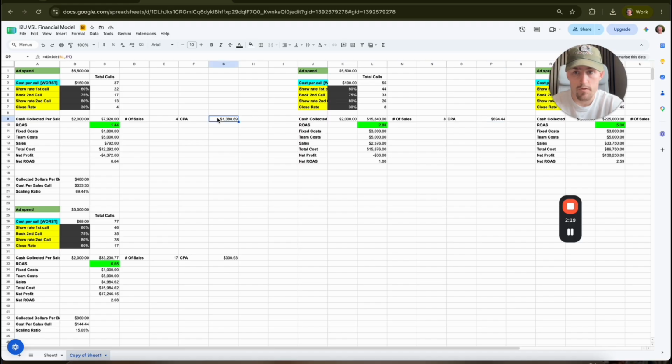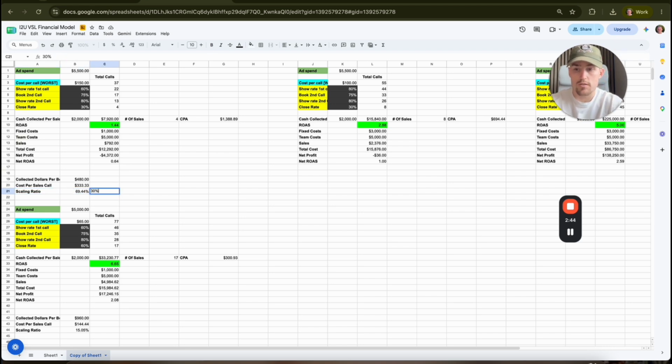Our CAC dropped from $1388 to $694. We have a 2.88 front-end ROAS. We have then obviously a break even, literally breaking even on this as well. And if we use these financial models here as well, based on the first one here, you can see that we're collected dollar per book call of $480. Our cost per qualified sales call is at $333, and our scaling ratio is at 69%.